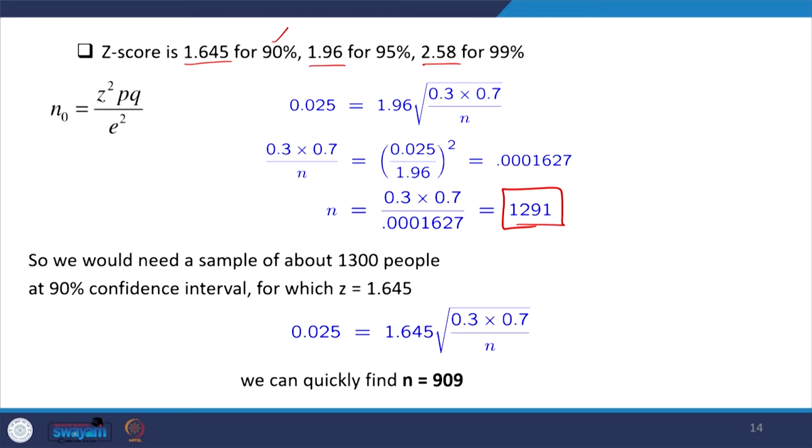For this we have taken 1.645 as the Z value, whereas we have taken 1.96 at 95%. When your confidence level reduces, your sample size would be lesser. We have changed only the confidence level, the rest are the same, and we can see the sample size is lesser.